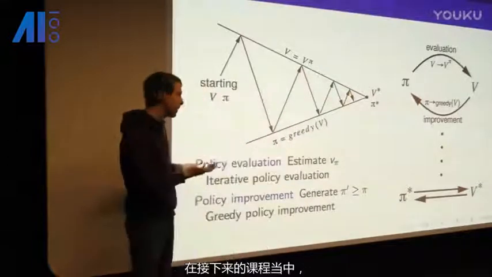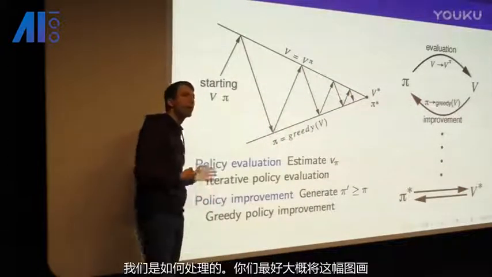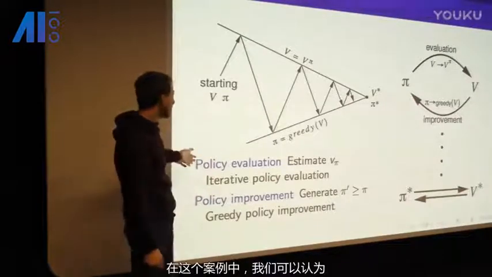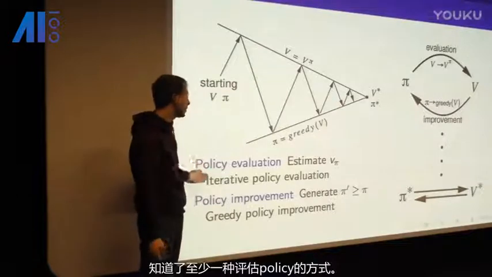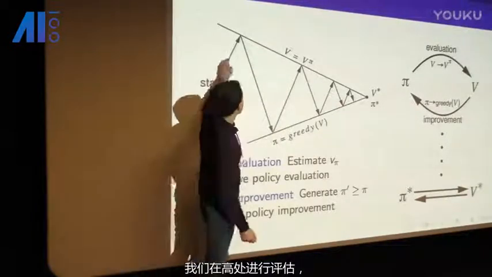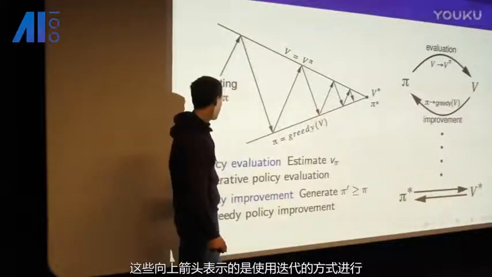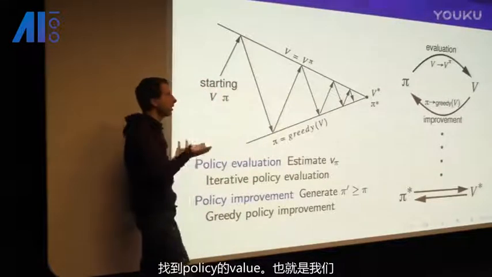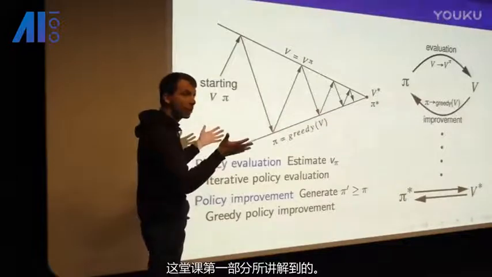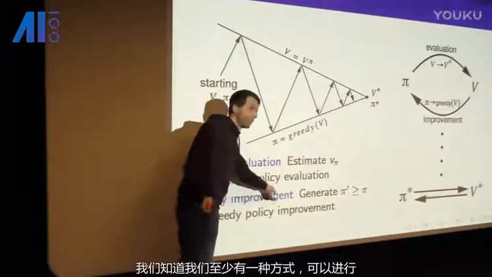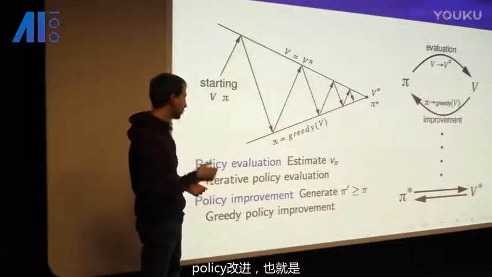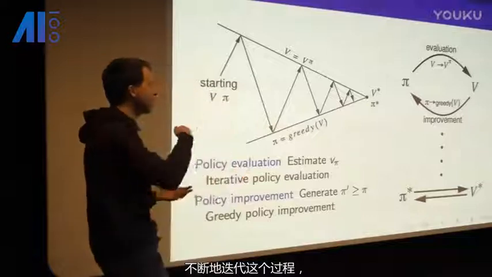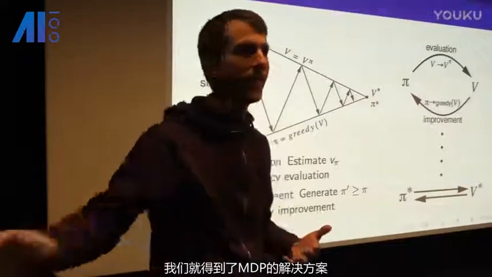What we're going to see over the coming lectures is how we can substitute in different components here. We'll keep to roughly this picture, but in more and more sophisticated ways. In this case, we've seen at least one way to do policy evaluation, where we estimate v pi. These up arrows are done using iterative policy evaluation, the Bellman expectation equation iterated to figure out the value of the policy. That was the first section of this class. And now we've seen at least one way to do policy improvement, which is by acting greedily with respect to our value function. So we can just iterate this process, and we have a solution method for an MDP.